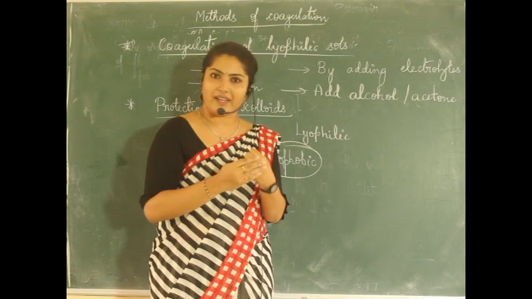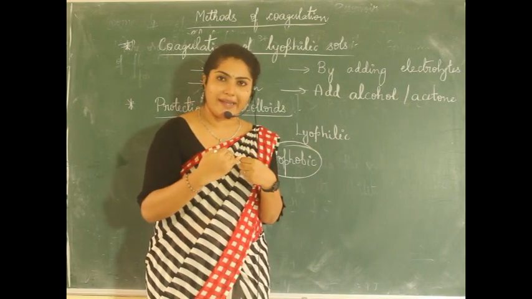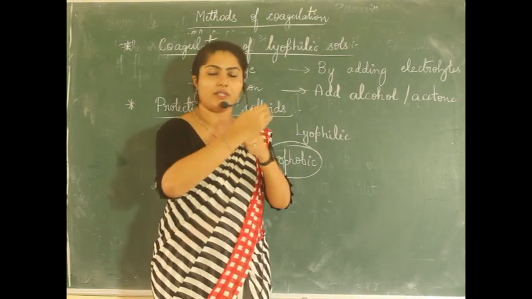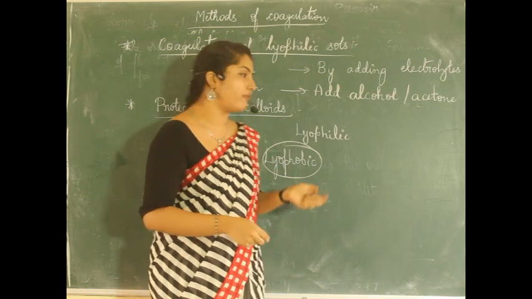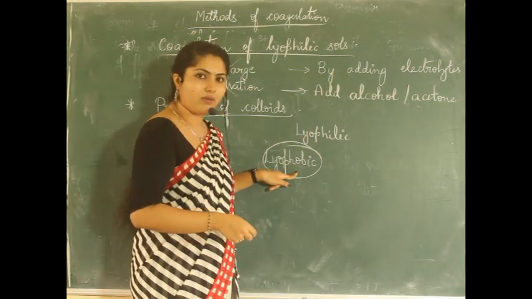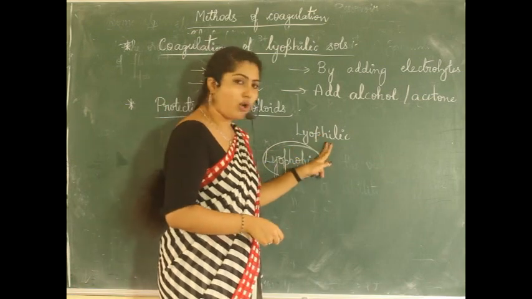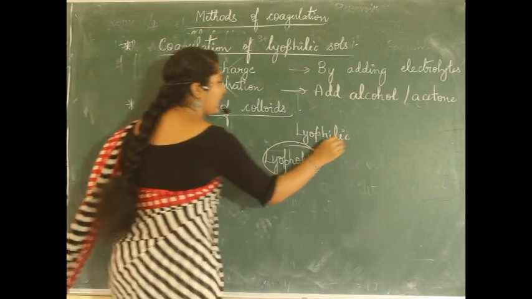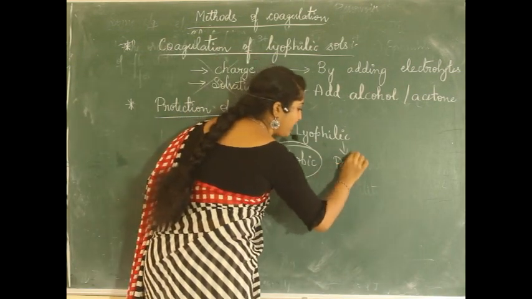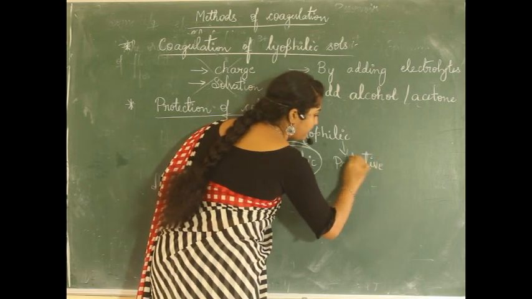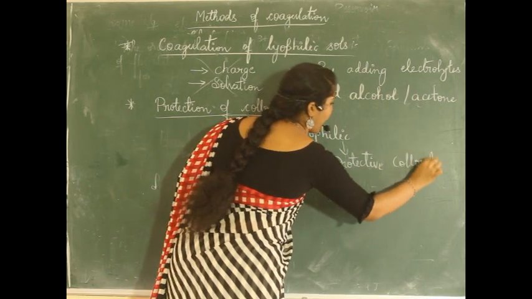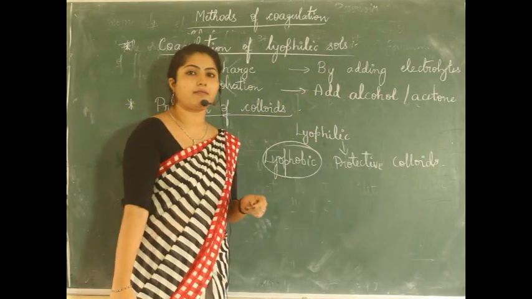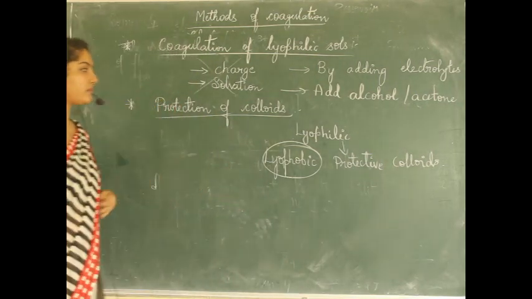So it will be like, okay, fine, you don't like water, isn't it? But I do like water, so I will protect you from water. So it forms a layer or a cover over that lyophobic colloid, because of which it doesn't come in contact with water and this protects. Such colloids which protect the other colloids are called protective colloids. So which type of colloids can act as protective colloids? Lyophilic colloids can act as protective colloids. Is that clear now? All right.